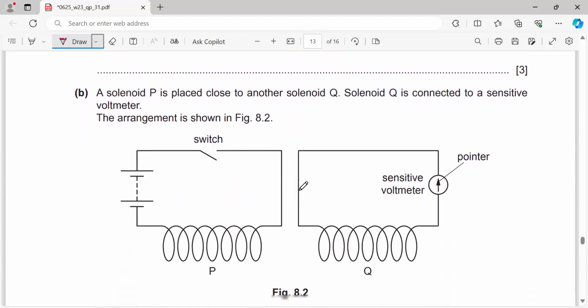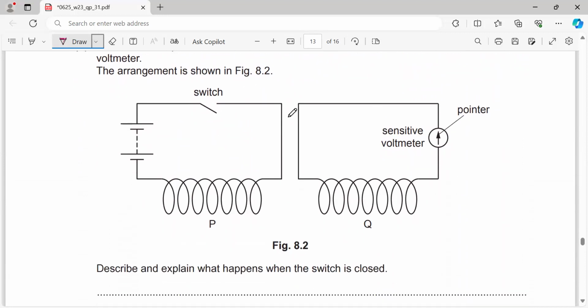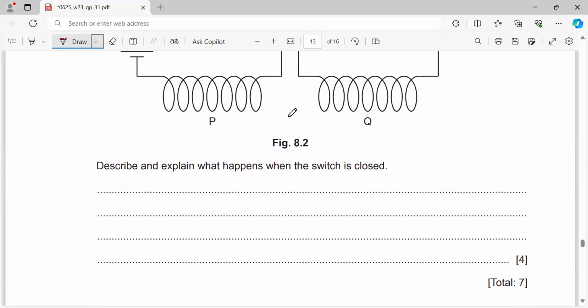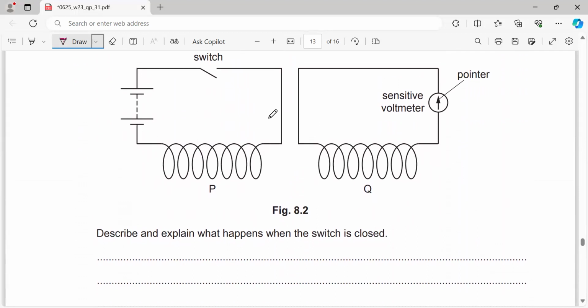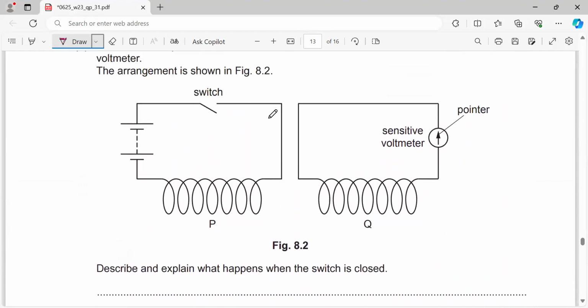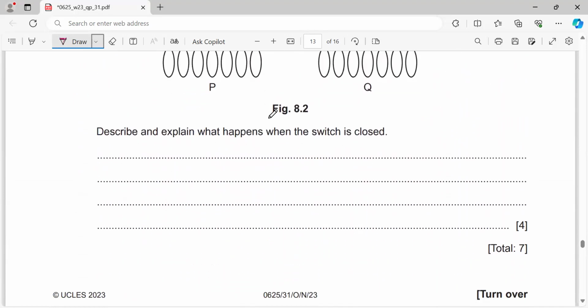Now B. A solenoid is placed close to another solenoid Q. Solenoid Q is connected to a sensitive voltmeter. This is the voltmeter. The arrangement is shown in figure 8.2. Describe and explain what happens when the switch is closed. When the switch is closed, the electricity flows, and we are going to explain the implications for the circuit, solenoid Q.